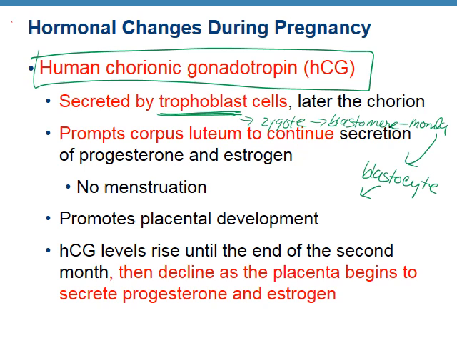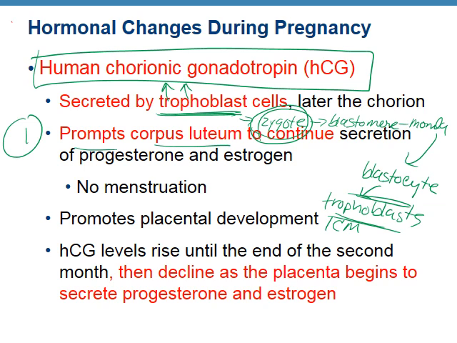And then the blastocyst differentiates into the trophoblasts and the inner cell mass, right? So what's the only way you have trophoblast cells? Well, you had to have a zygote, right? So the trophoblast cells secrete the HCG, and HCG does a number of things.